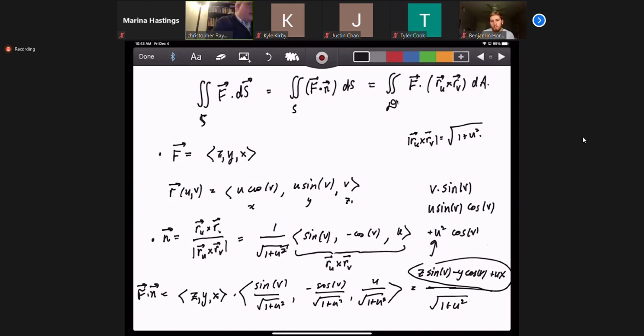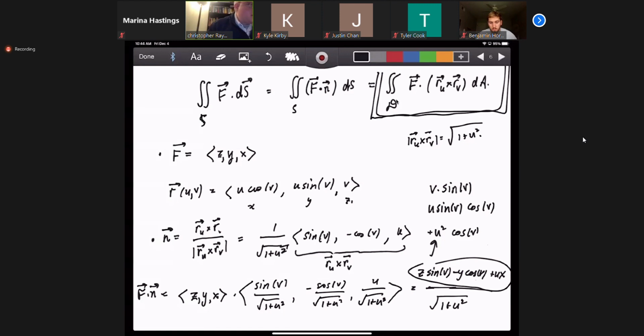Right, and doing that, getting the integral to this form is really the new wrinkle for this group of problems, right? Once you get it over here, you just have a double integral in terms of u and v that you have to deal with.